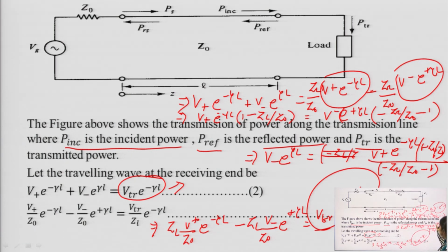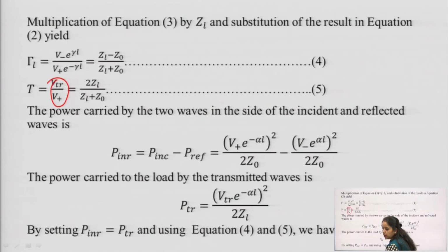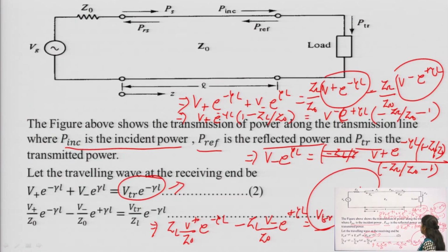Let us substitute this value again in equation 2. When we substitute this value in equation 2, we come up with the expression of VTR upon V plus, and that is given by 2 ZL upon ZL plus Z naught. If you want, you are able to do this. You have to just substitute this expression which we are getting in equation 2 and then take the ratio of VTR upon V plus.